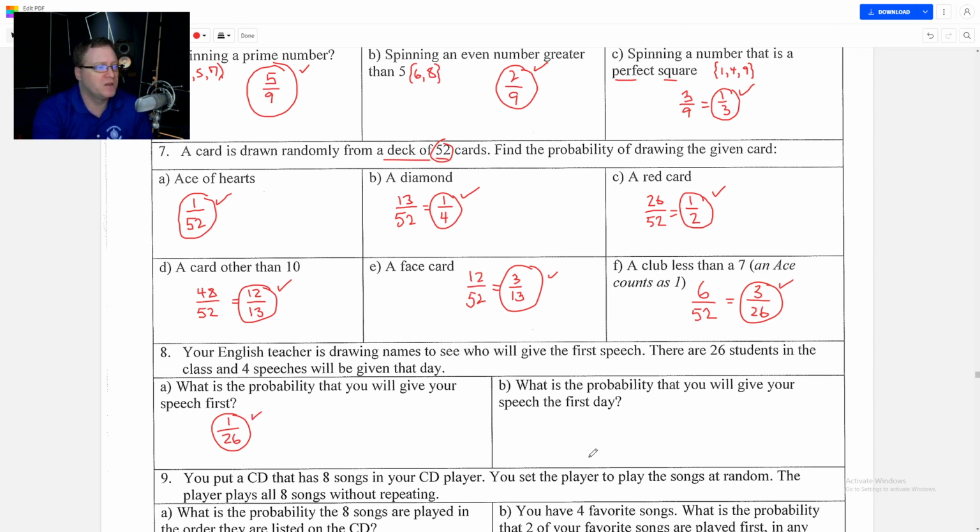All right. And then the last problem that we'll do today is, what is the probability that you will give your speech the first day? Well, we already said there's going to be 4 speeches on the first day. So there are 4 different ways that you could be picked on the first day, right? So the probability is going to be 4 out of 26, all right? Which is 2 out of 13.